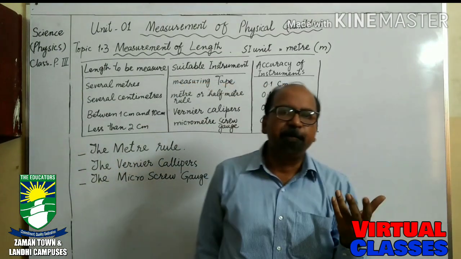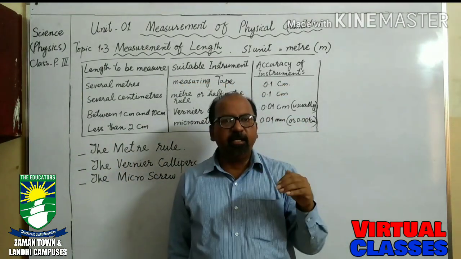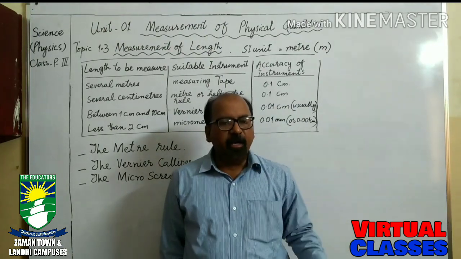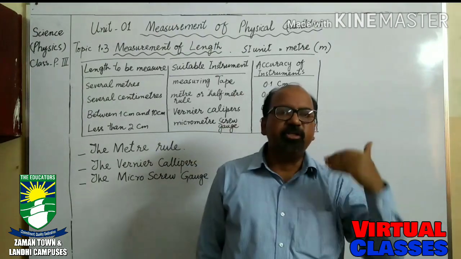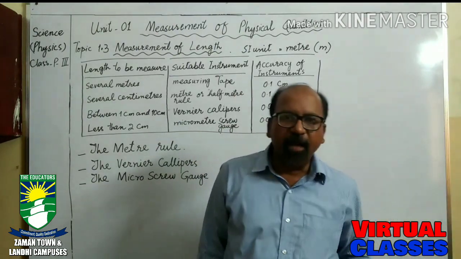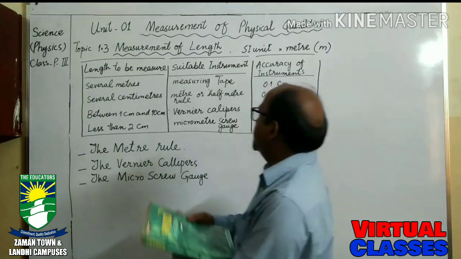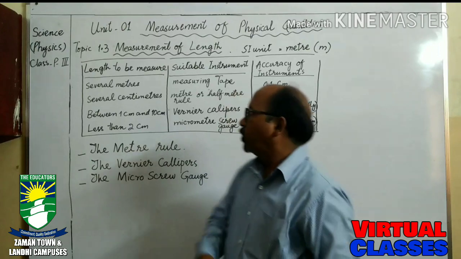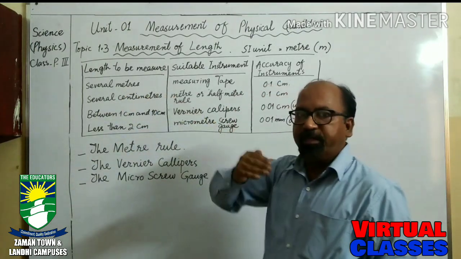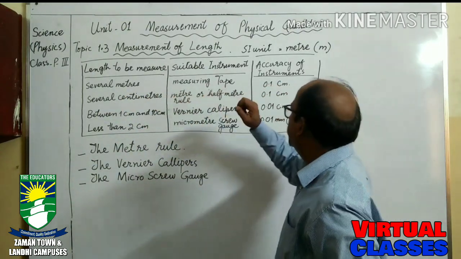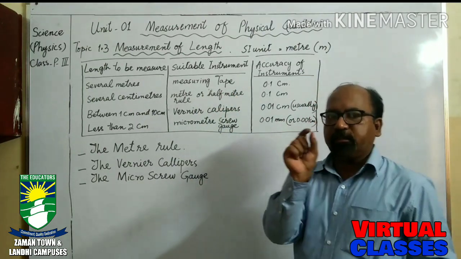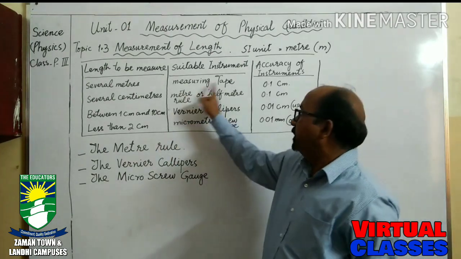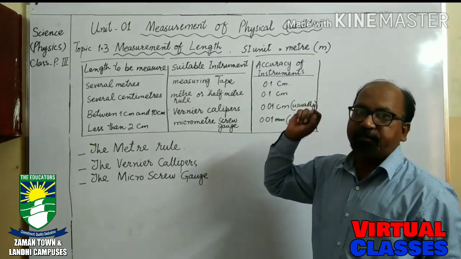You have seen the measuring tape when you go to the tailor, who also has one. Engineers who are making roads have a measuring tape as well. They measure several meters. So if we want to measure several meters, we will use a measuring tape, and the smallest unit which can be accurately measured with a measuring tape is 0.1 centimeter.